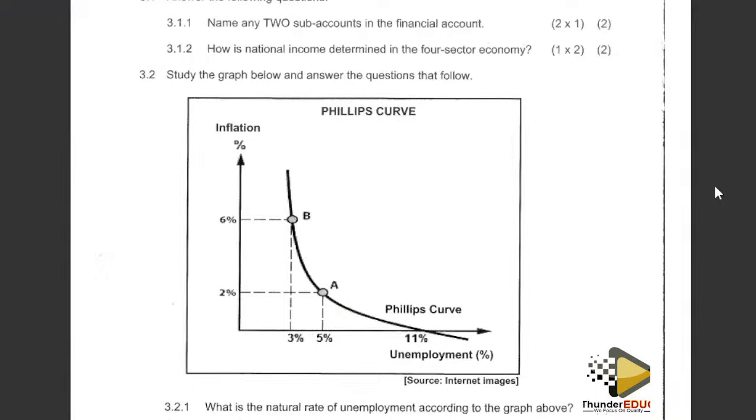Okay, right. So now answer the following questions, which is under 3.1. So now let's check 3.1.1. Name any 2 sub-accounts in the financial account. So now we have net direct investment as well as net portfolio investment.